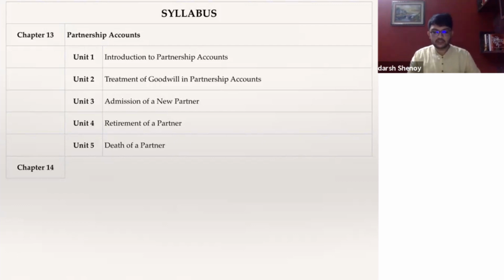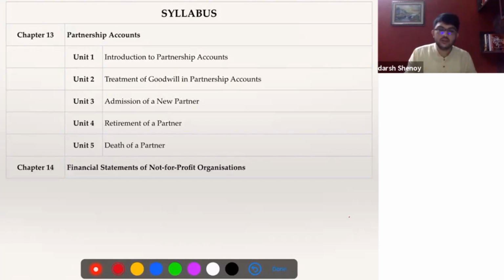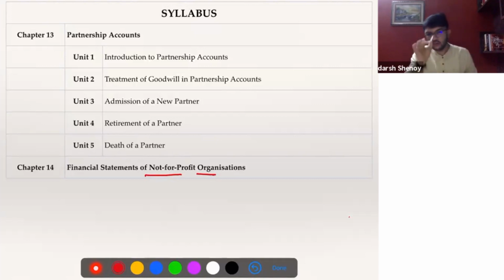Chapter 14 is financial statements of not-for-profit organization. So financial statements of not-for-profit organization, this also we study. Do you remember the accounts we open in the case of an NPO, correct? Do you remember what accounts we open in NPO cases? And there are special account names. Who can tell me? Income and expenditure account, very good. Income and expenditure account. And one more.